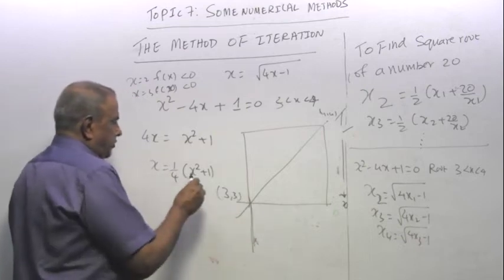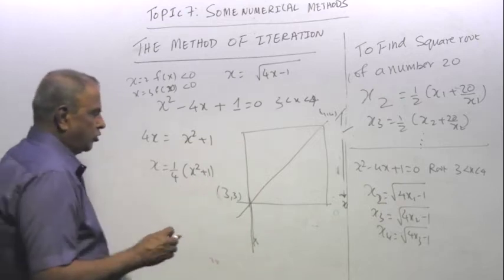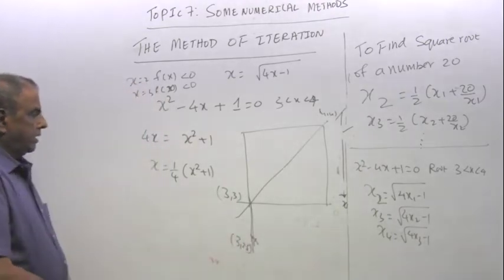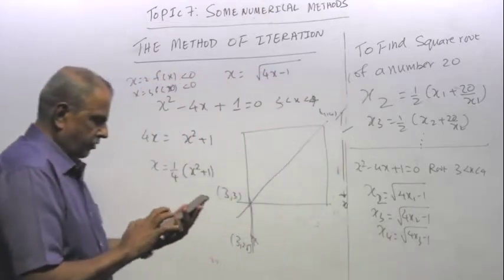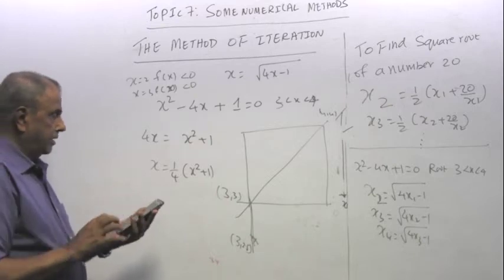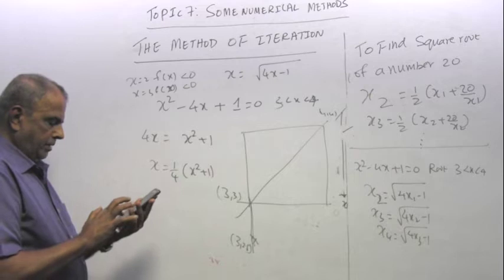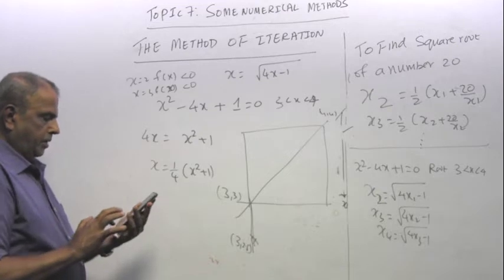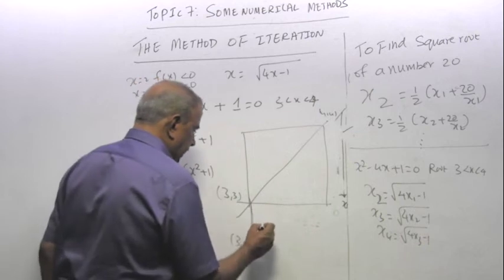Suppose you put x as 3, 3 squared is 9, 9 plus 1 is 10, 10 over 4 is 2.5, somewhere there. And suppose you put 3.2. What is 3.2 squared? I need to use my calculator as usual. 3.2 squared plus 1, divided by 4, is 2.81. So at 3.2 it is 2.81.